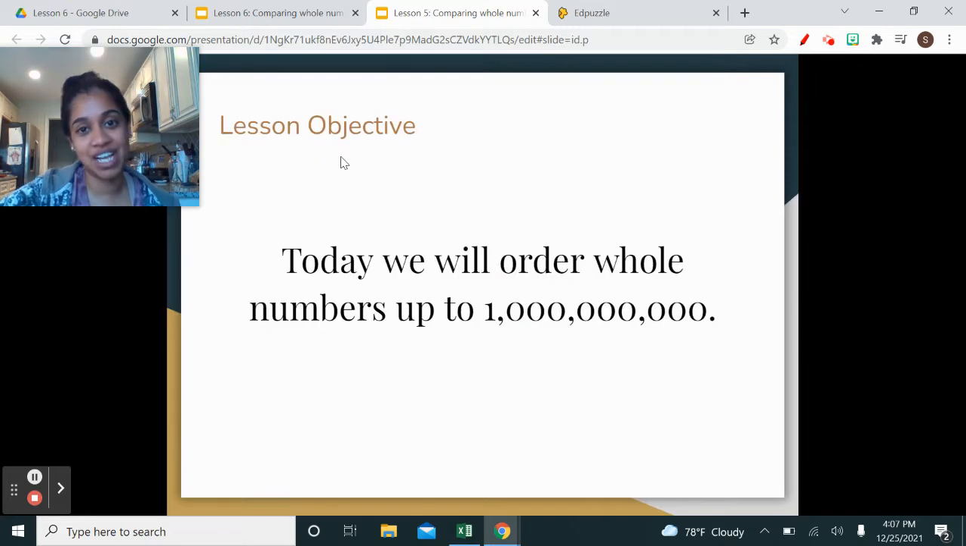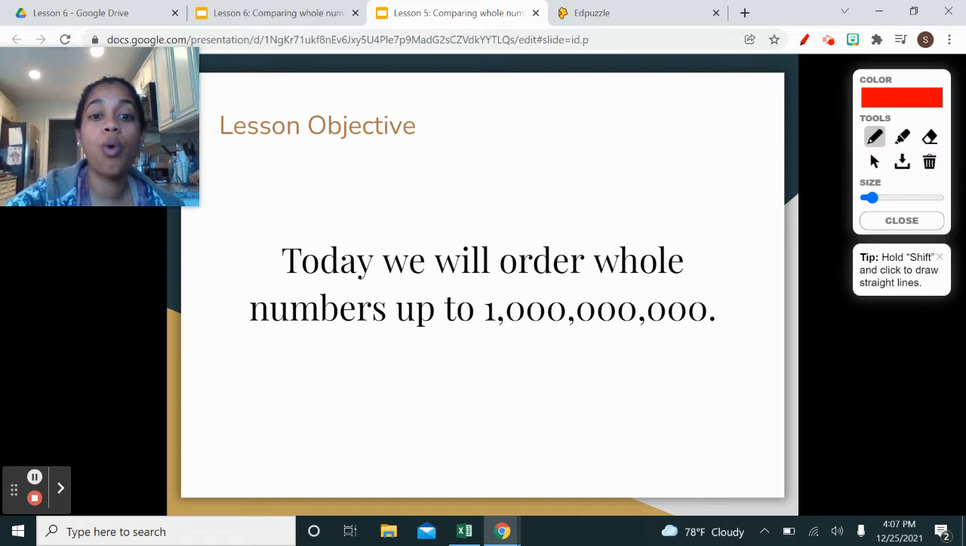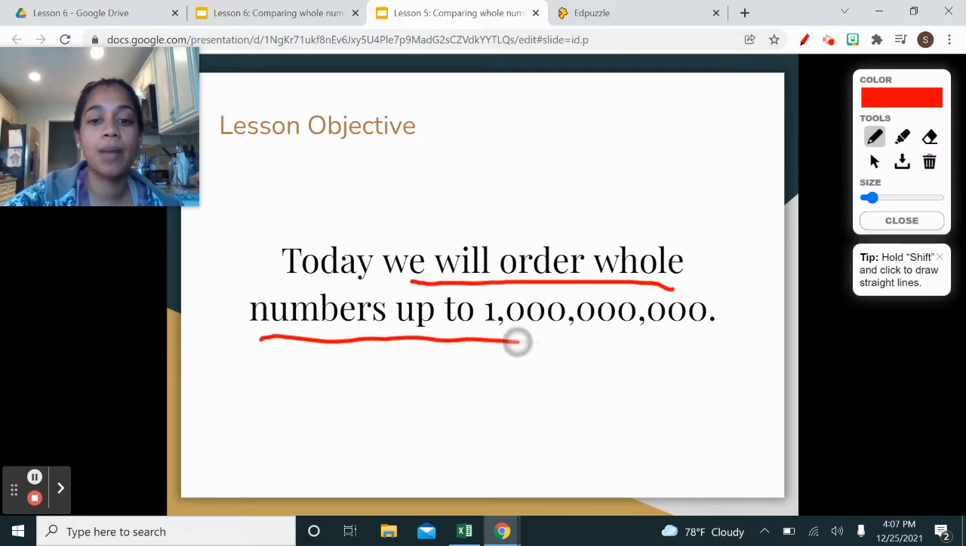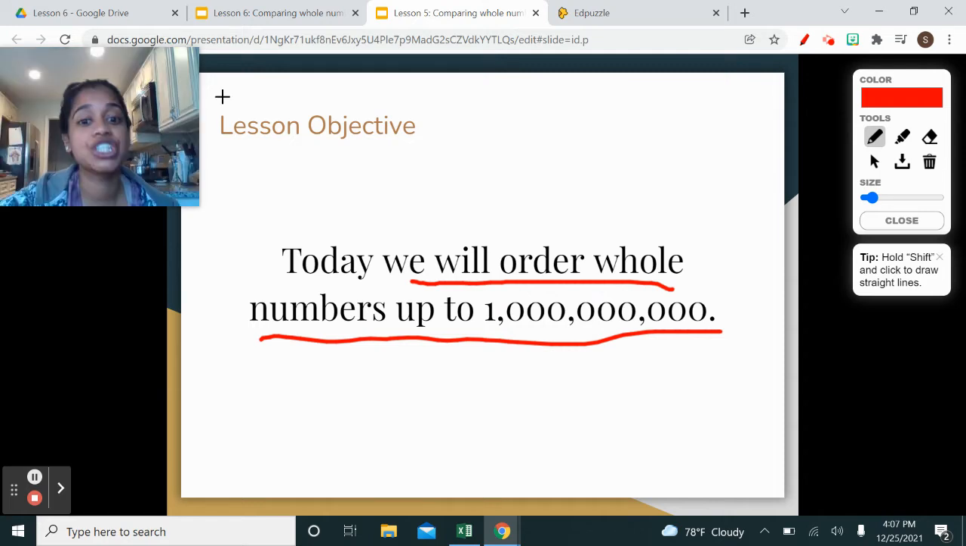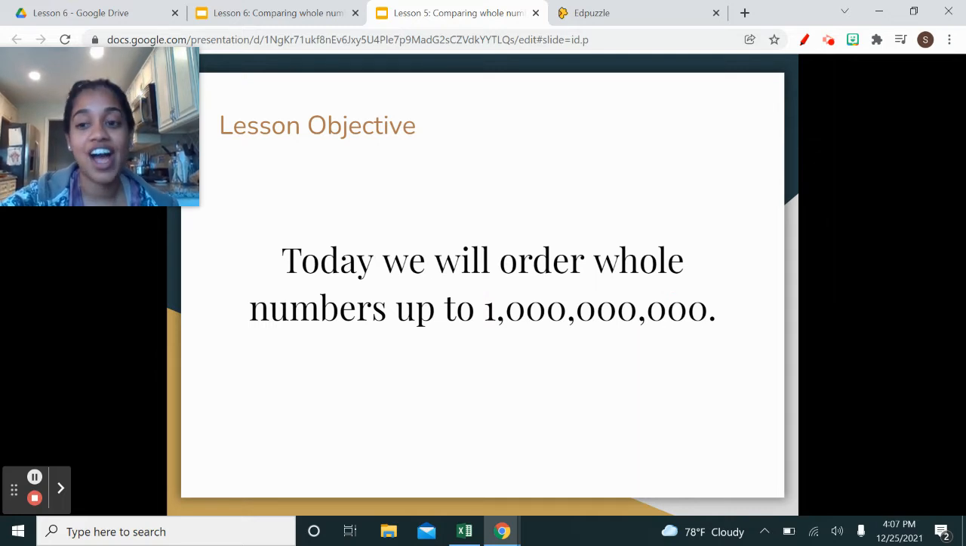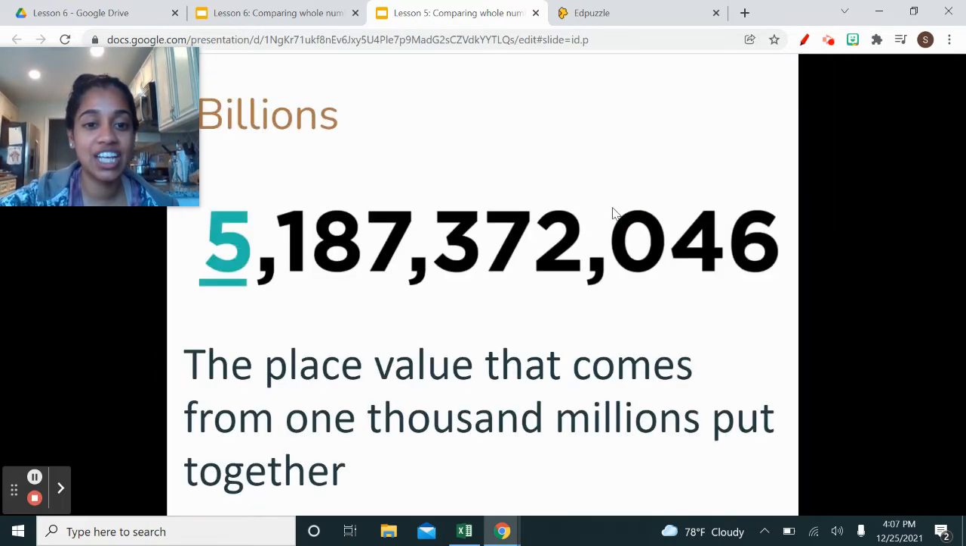Let's see what our lesson objective is for today. Today we will order whole numbers up to 1 billion. So we're really getting into some big numbers. We will order whole numbers up to 1 billion. Let's go ahead and take a look at what we have.